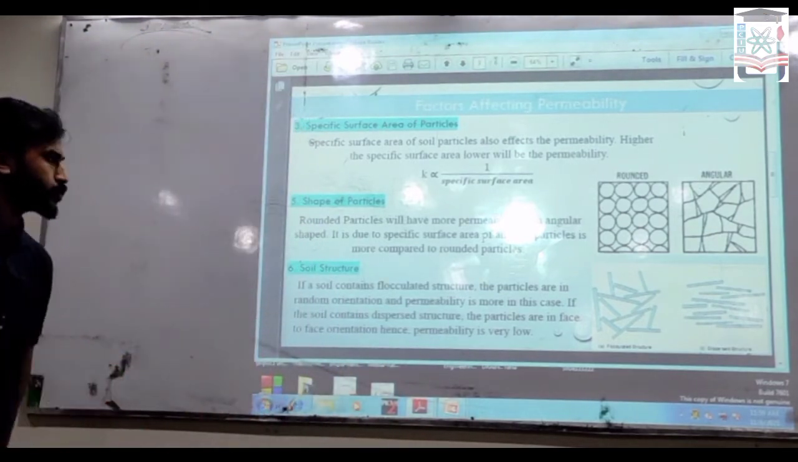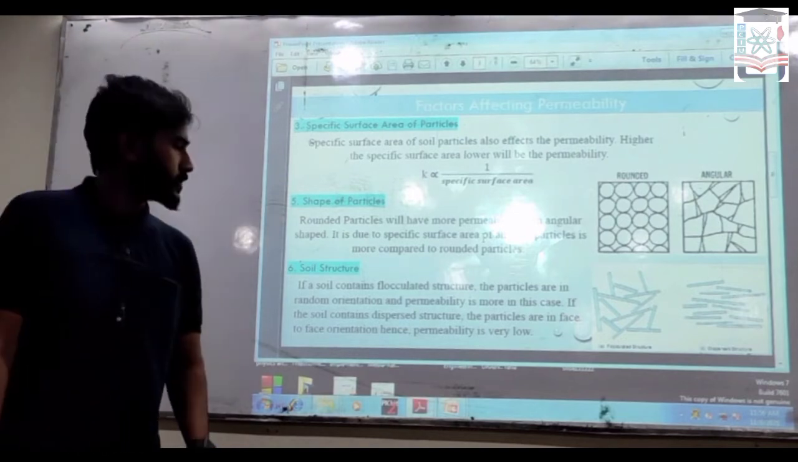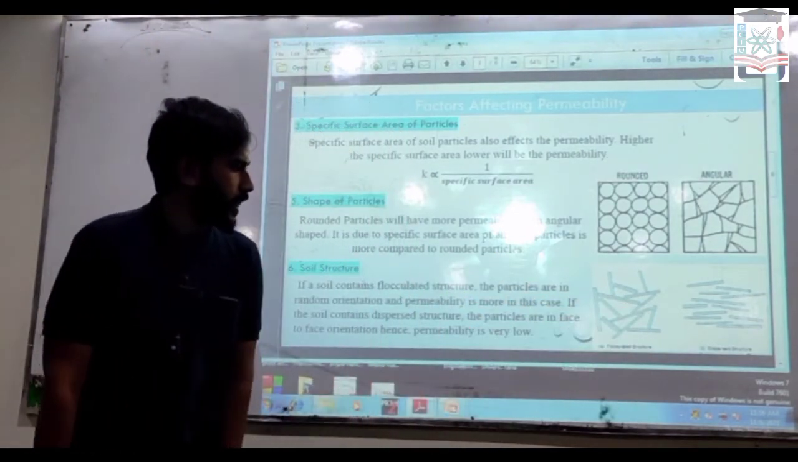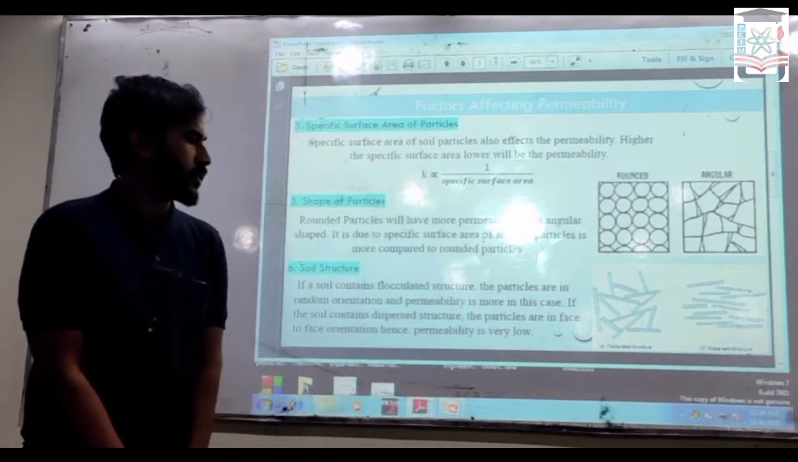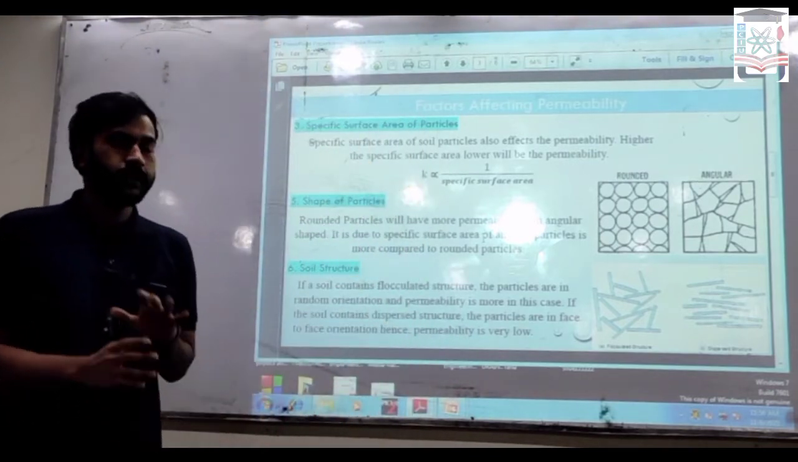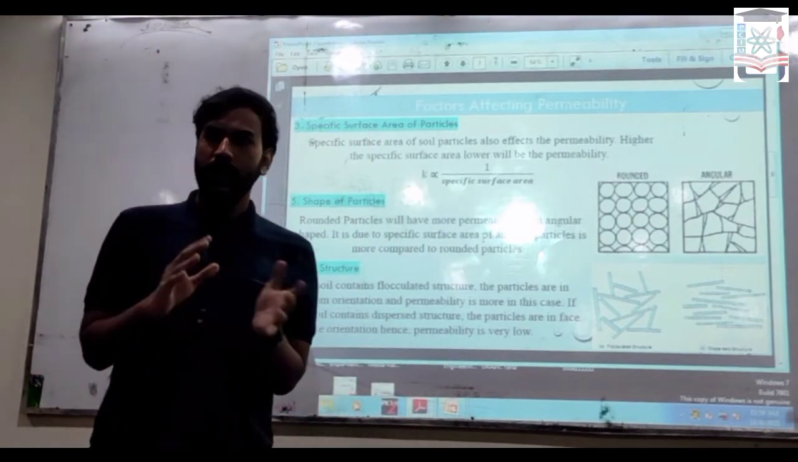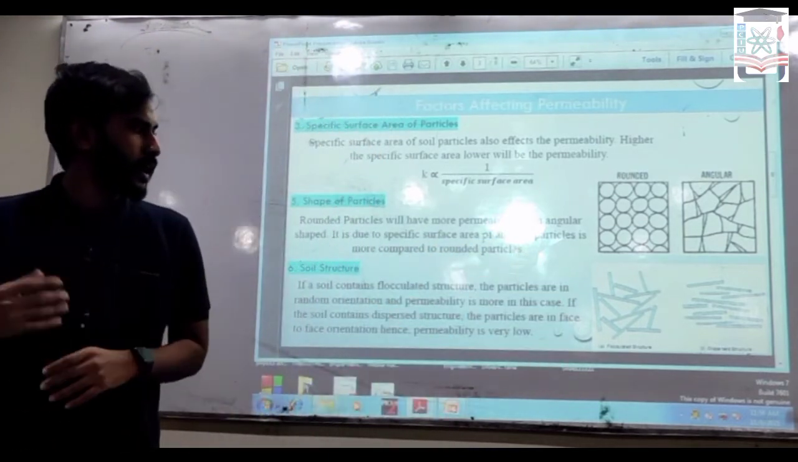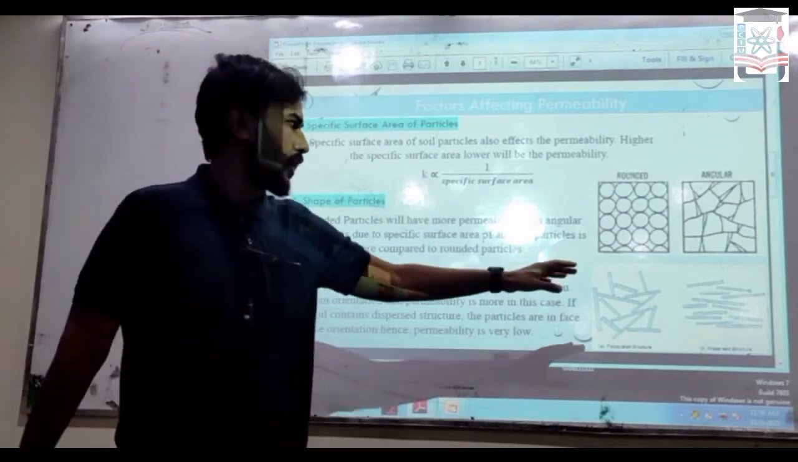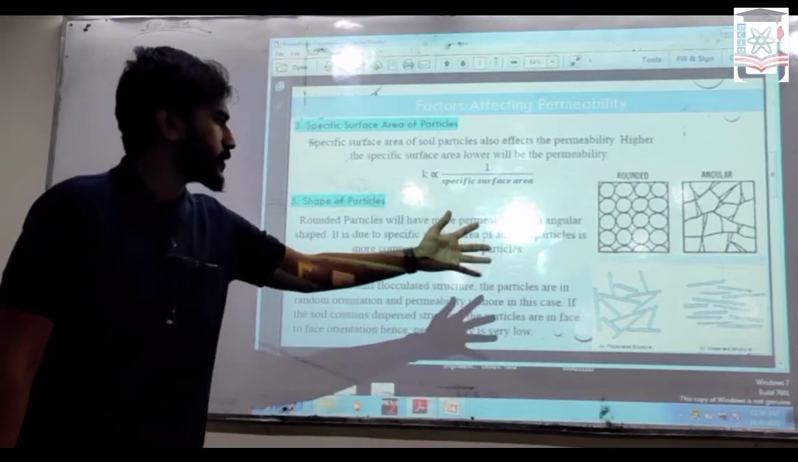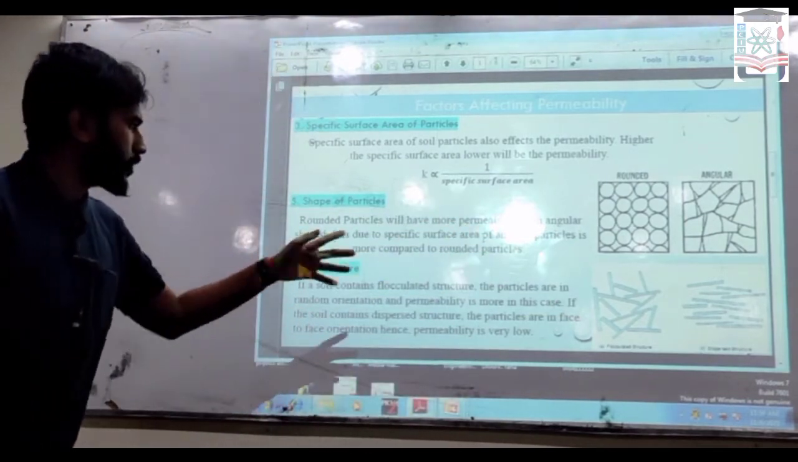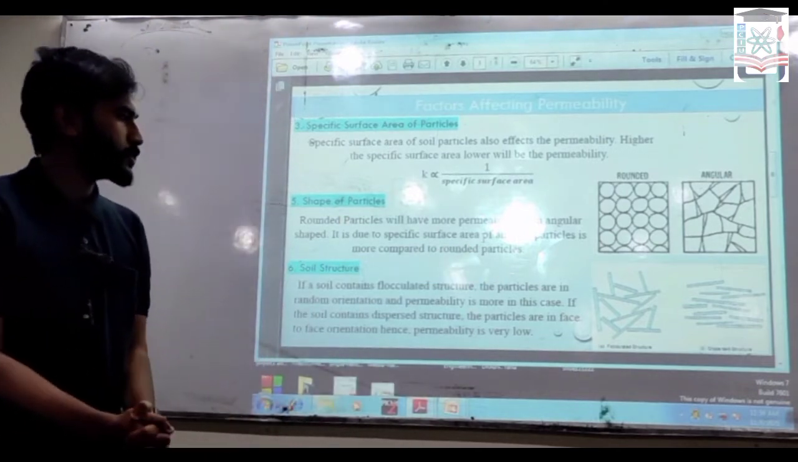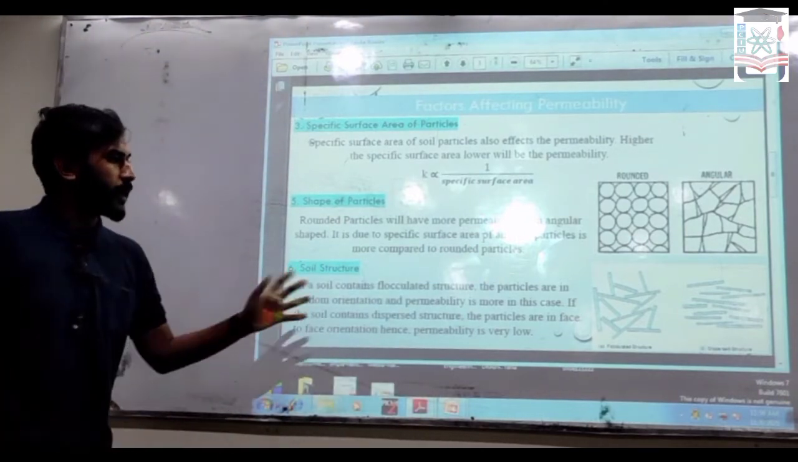Next topic, soil structure. There are two types of soil structure. The first one is flocculated structure, and the other one is dispersed structure. If soil particles are oriented randomly, it is called flocculated structure, and if the soil particles are oriented face to face, it is called dispersed structure. Flocculated structure has more permeability than dispersed structure because of their particle orientation.